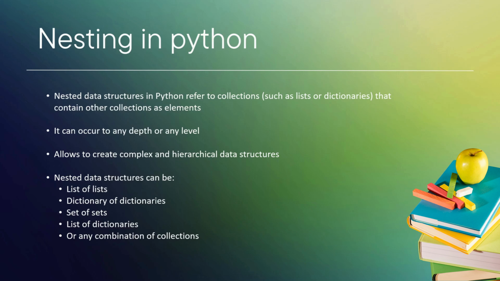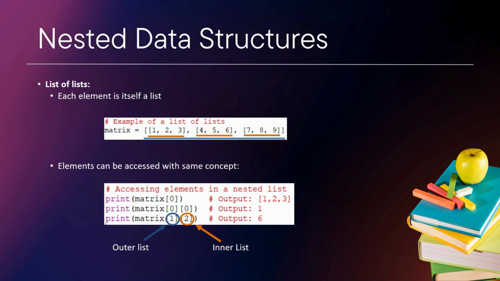We can have like 3 or 4 different nestings, like one list, and there's a list in that list and another list and another list and so on. So it could be as many levels deeper as we want. And by this, it allows us to create complex and hierarchical data structures. Nested data structures can be list of lists, dictionary of dictionaries, set of sets, or any combination of these collections. There is no restriction really. So this is one of the examples of list of lists.